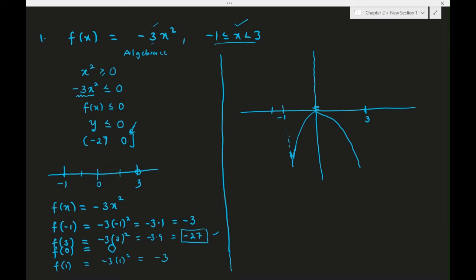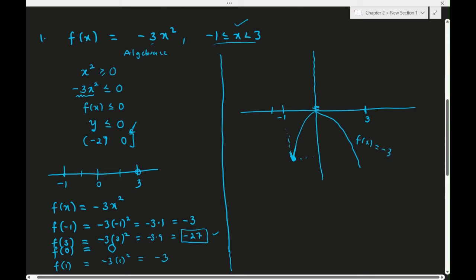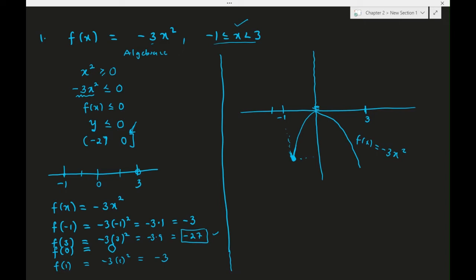But if you look at it, minus 1 is closed. So since minus 1 is closed, here you're going to have a closed point on the value of y. And what is that point? To get the value of that y, you just need to substitute minus 1 into the function. Don't forget that this function now is minus 3x squared. So if you substitute minus 1, what are we going to get? We're going to put minus 1 here, which gives something like minus 3.